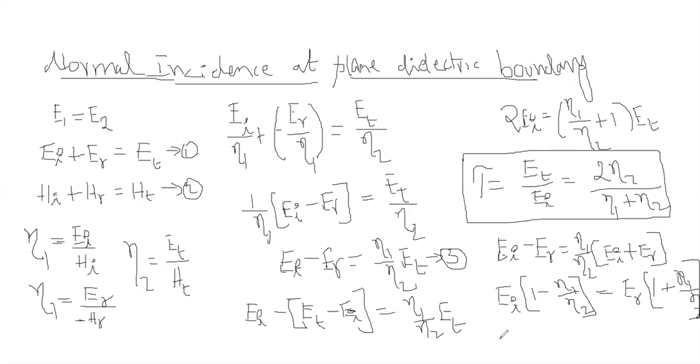Simplify the function. On both the left hand side and the right hand side, eta 2 is the LCM, you can cancel that. EI multiplied with eta 2 minus eta 1 is equal to ER into eta 2 plus eta 1. Okay. Now the reflection coefficient gamma is equal to ER by EI.